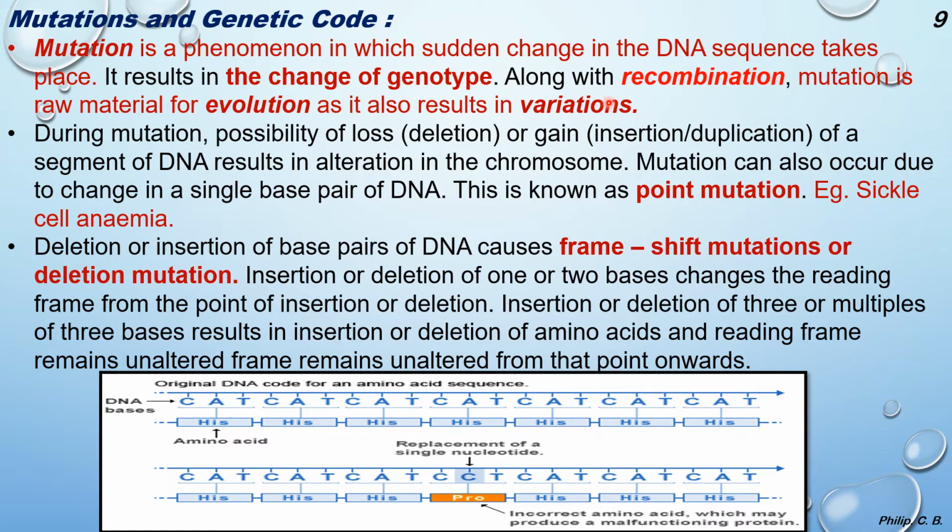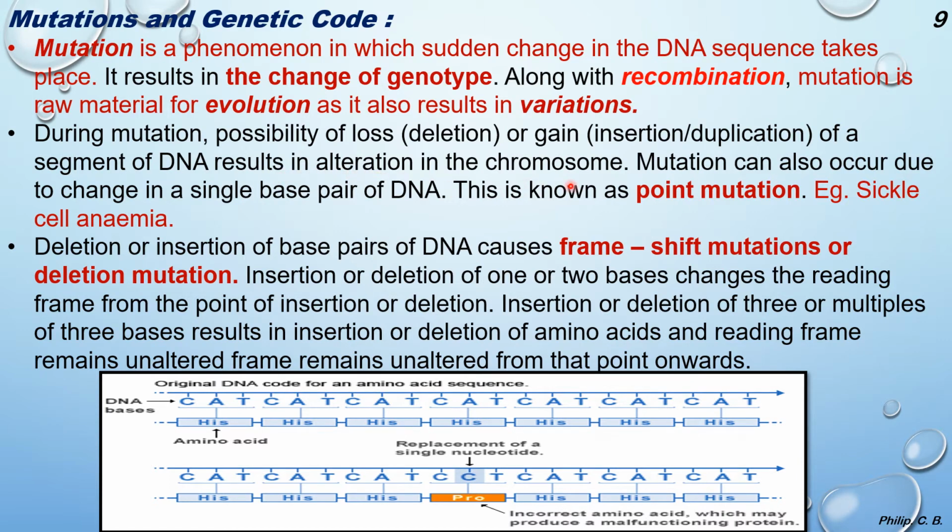But it is a change which takes place quickly, and when this change takes place, it always changes the genotype. Thereby new recombination takes place. This new recombination is a raw material for evolution. So as we can see, new species are formed. How do these new species form? These are because of mutation. Mutation leads to recombination, recombination forms variation, and the variation forms evolution of new species. Clear?